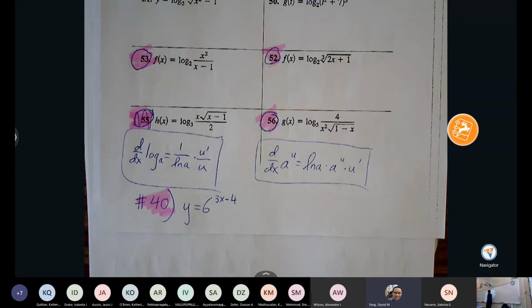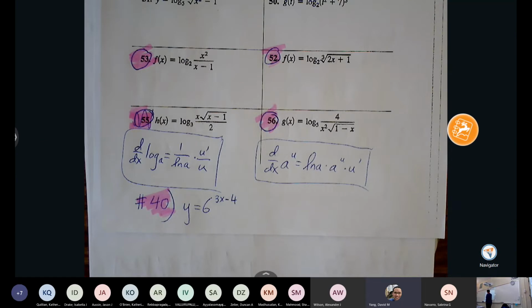But all these look fairly complex, so we prefer not to jump into the derivative process just yet. What should we do with these log problems here? Expand. Expand first, right? So use the properties that are available to you. Product, quotient, power property.